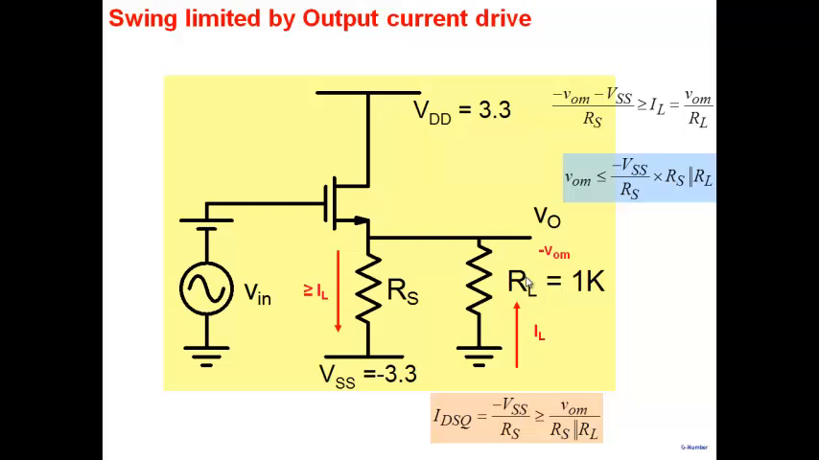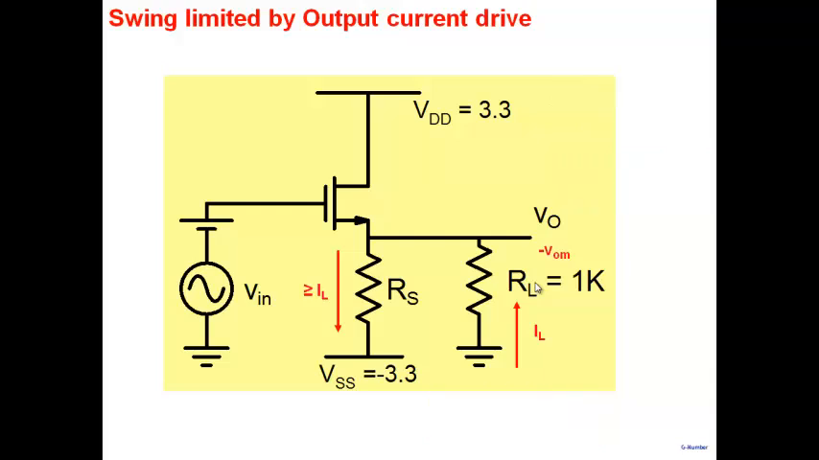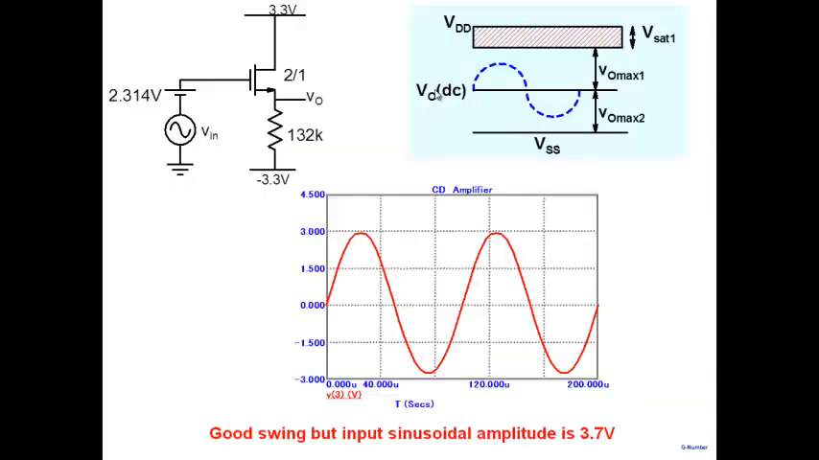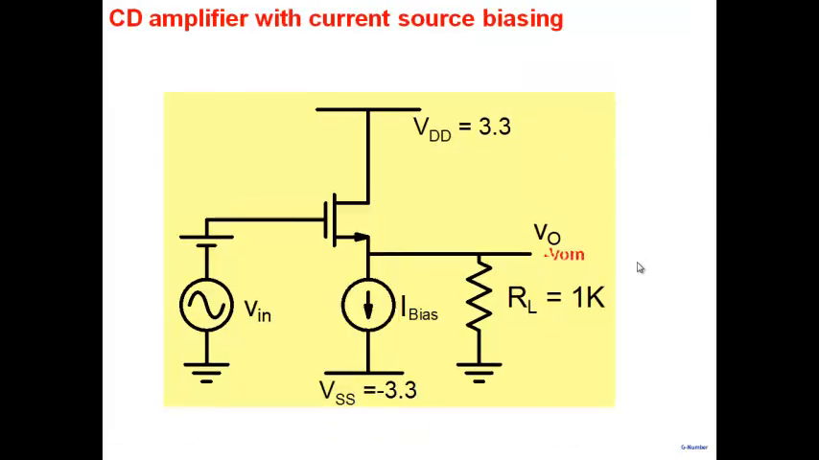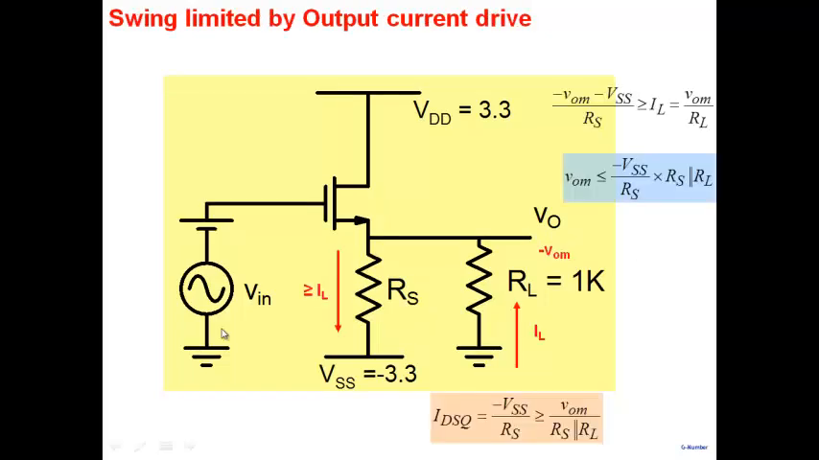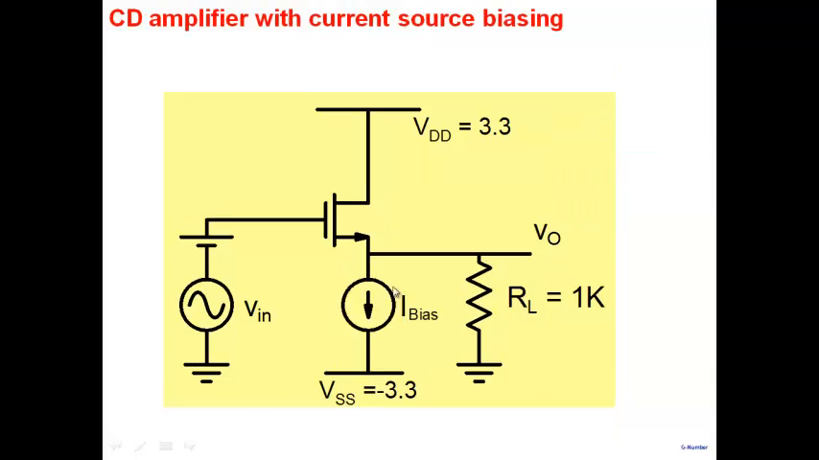So that's the value that comes in from the current point of view. If you have a very low value of RL, then this term becomes small, and therefore the swing can get limited by the current limitation here. Okay. So we have these two limitations here. One is from this side, and the other is from the current limitation here. And we have seen earlier that this current limitation can be improved if you replace RS by a current source.